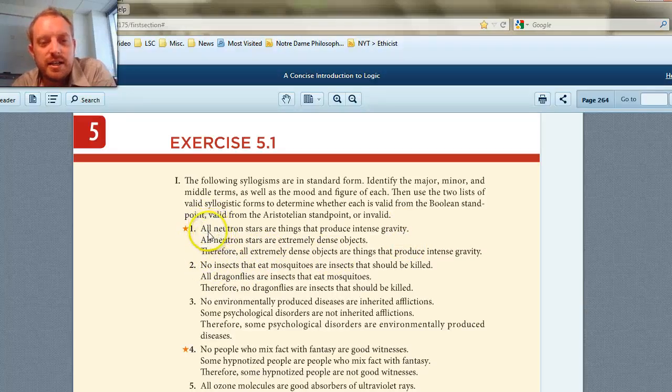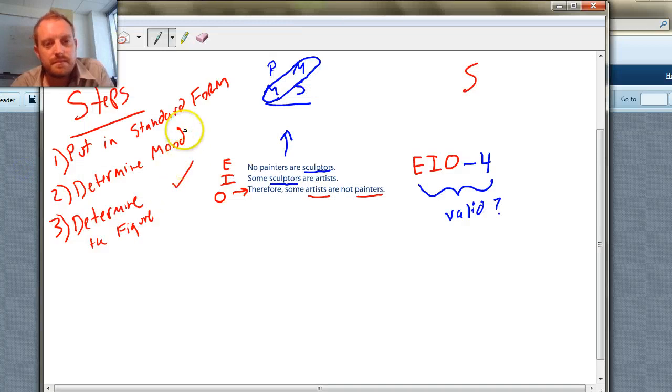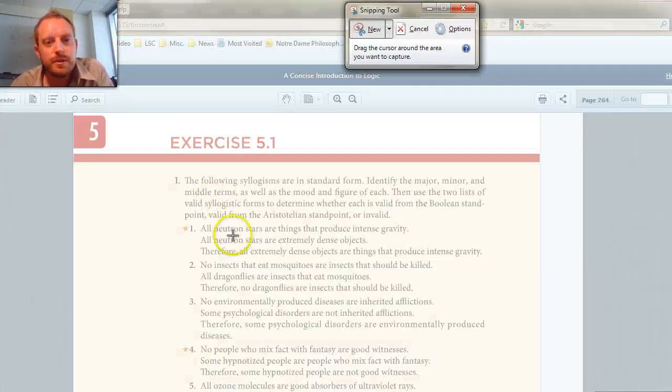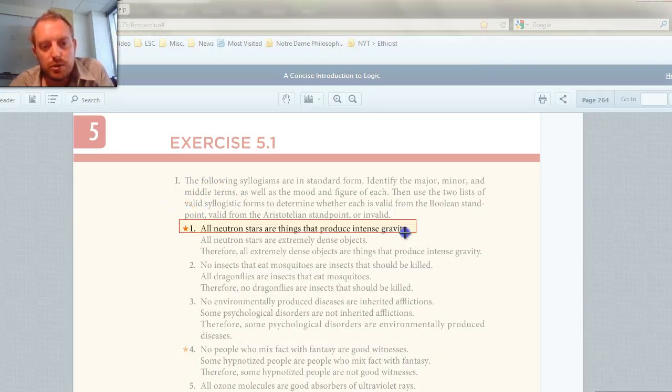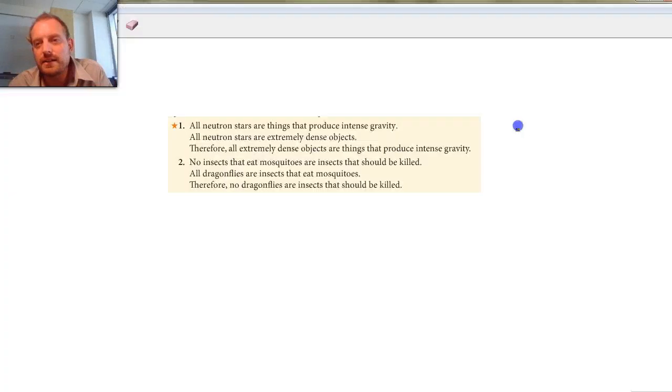Let's do a new one. Here we'll do two arguments so you can see how to do them. Okay, so let's start with this first one. They're in standard form, so I'm not going to worry about it right now.